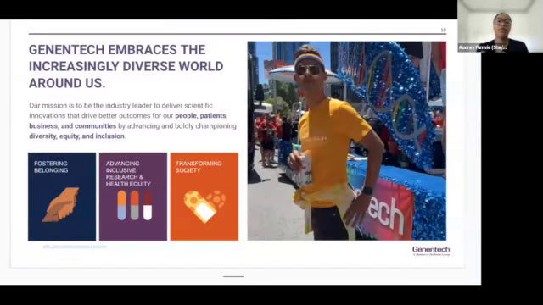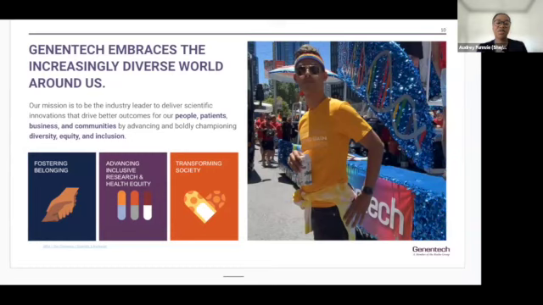So Genentech embraces the increasingly diverse world around us. Our mission is to be the industry leader to deliver scientific innovations to drive better outcomes for people, patients, business, and communities. In doing so, we have 3 pillars: fostering belonging, advance inclusive research and health equity, and transforming society. With fostering belonging, we want to attract, retain, develop, and advance our people to their full potential. We reward diverse and bold ways of thinking and integrate inclusive behaviors into every aspect of our work.